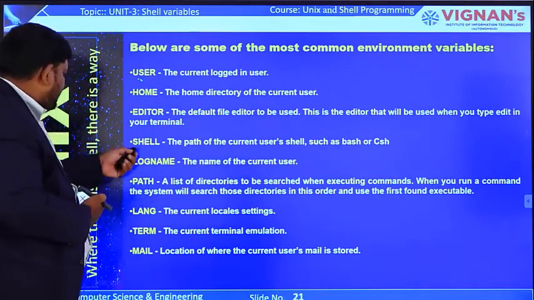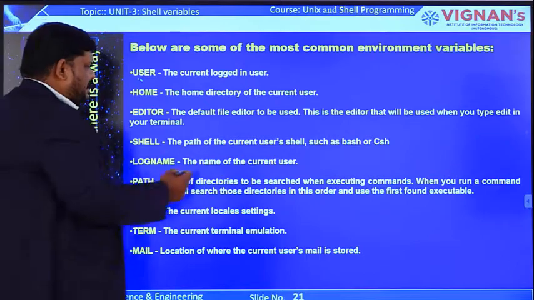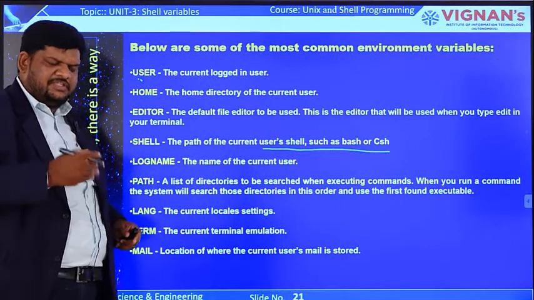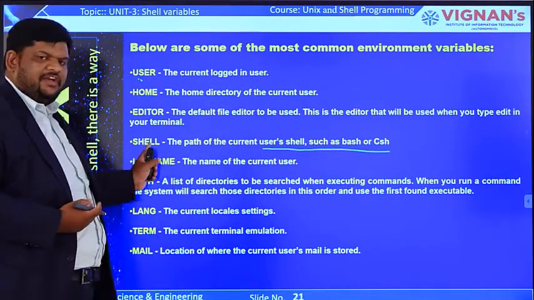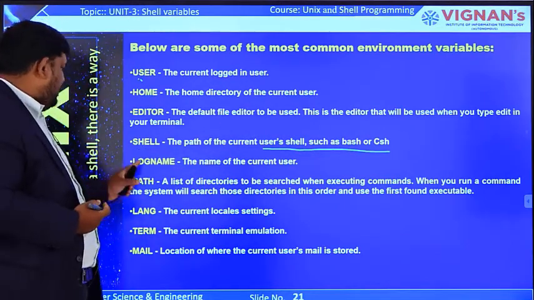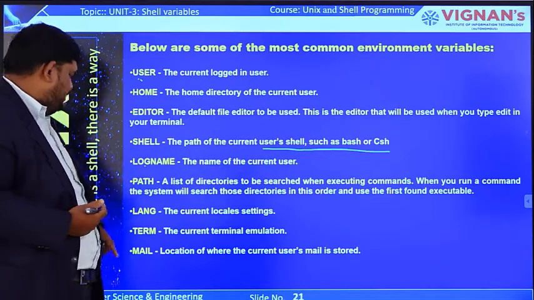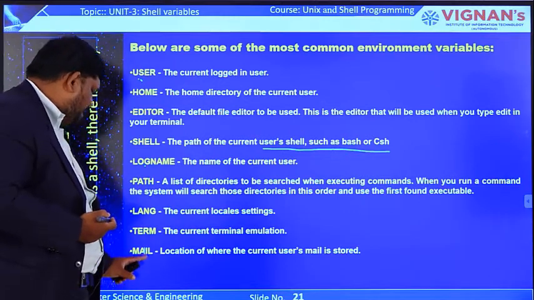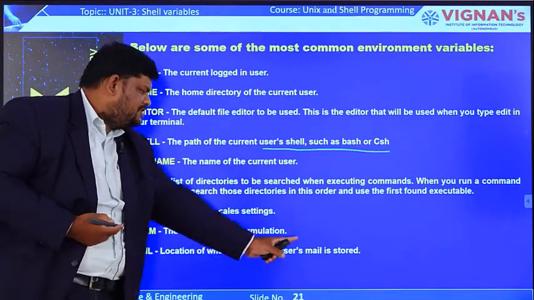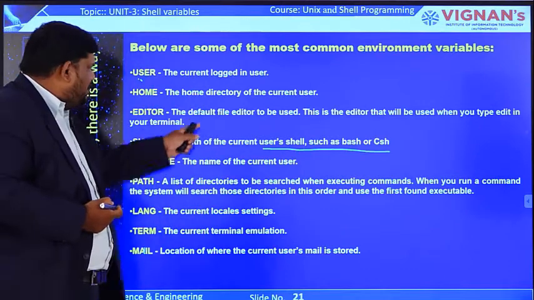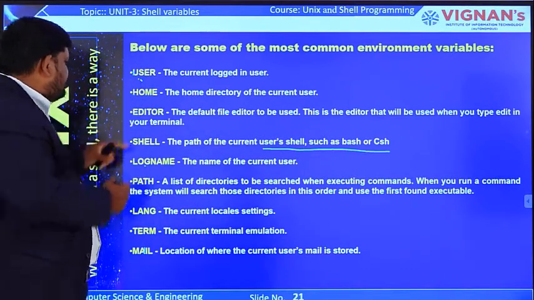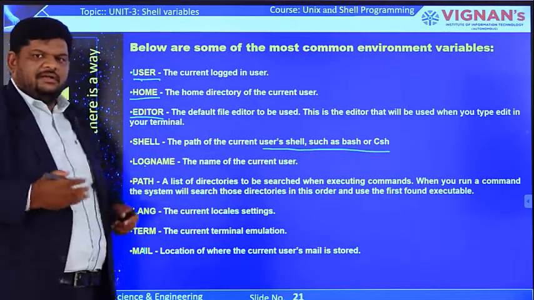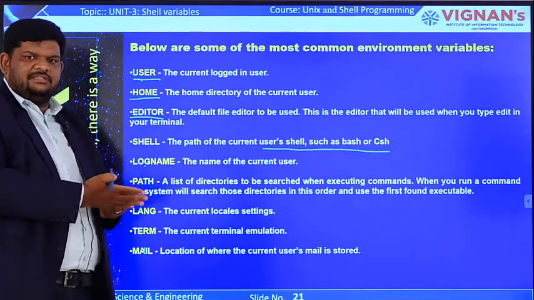display, like that. SHELL gives the path of the current user's shell, such as bash or csh. If you want to know which shell we are using, this shell variable will give that answer. LOGNAME is the name of the current user, LANG is the current locale settings, and MAIL is the location where the current user's mail is stored. Whatever you want, with the help of these environmental variables we can get the particular output of the existing shell.